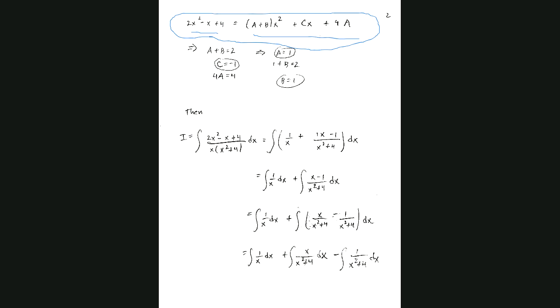So therefore, we get some equations. A plus b is in front of x squared. So what does a plus b have to equal? Well, the x squared term on the right has to equal the x squared term on the left. So a plus b has to equal 2.